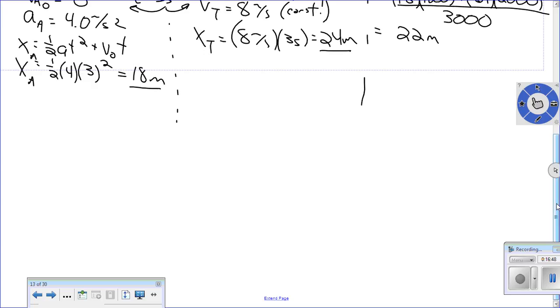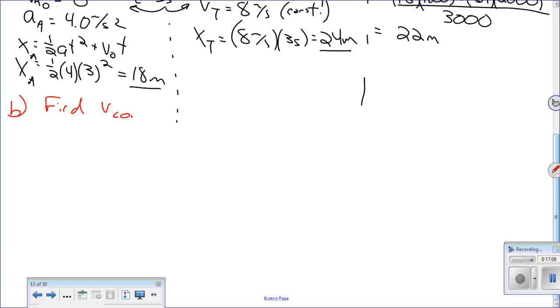Okay, so question B. What does it say? At this moment, what's the velocity of the center of mass? All right, so I'm going to do this two different ways. The first way I'm going to do it, we're trying to find the velocity of the center of mass at t equals 3 seconds, right? So, solution number one.